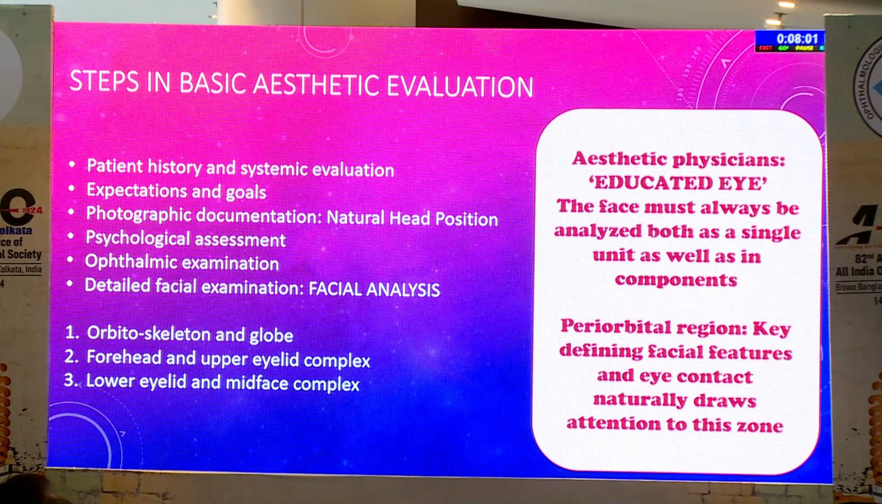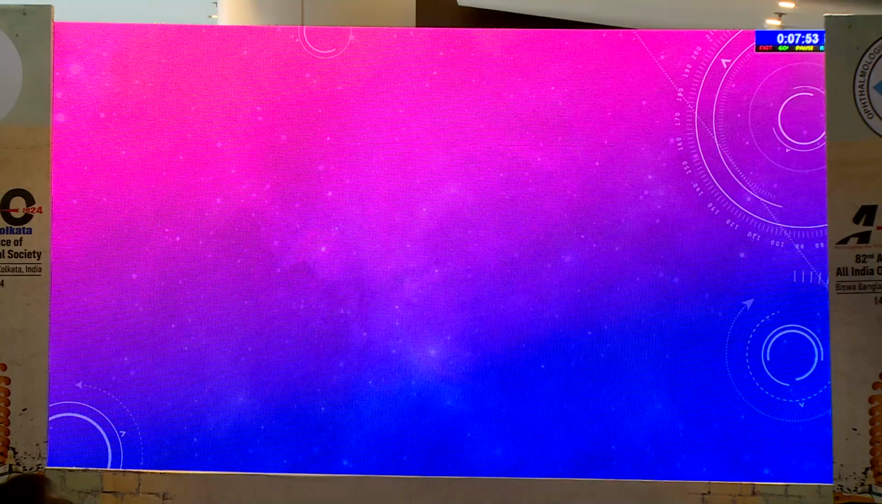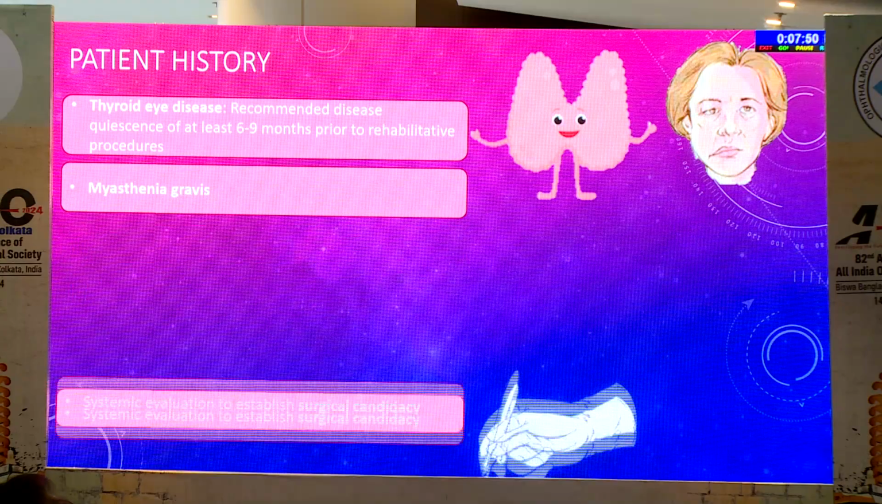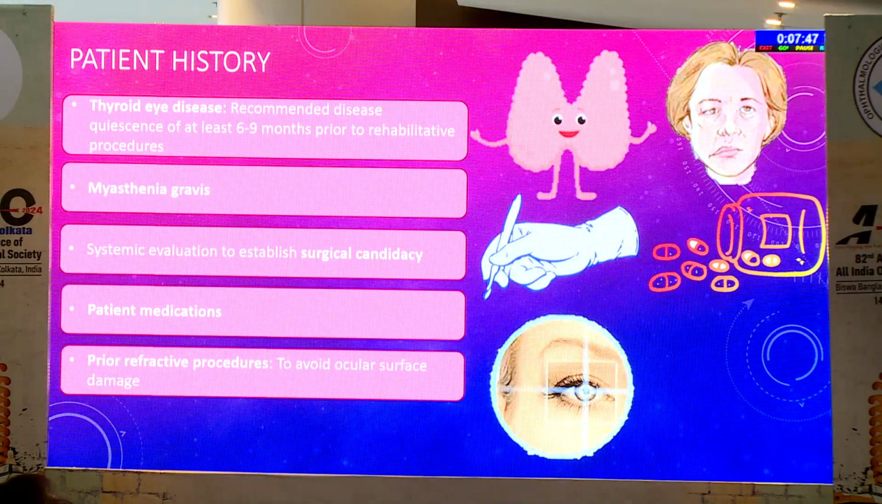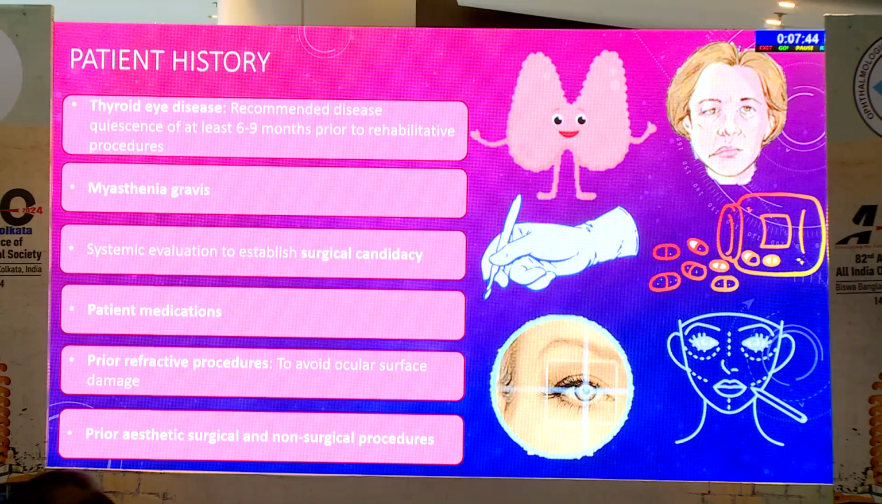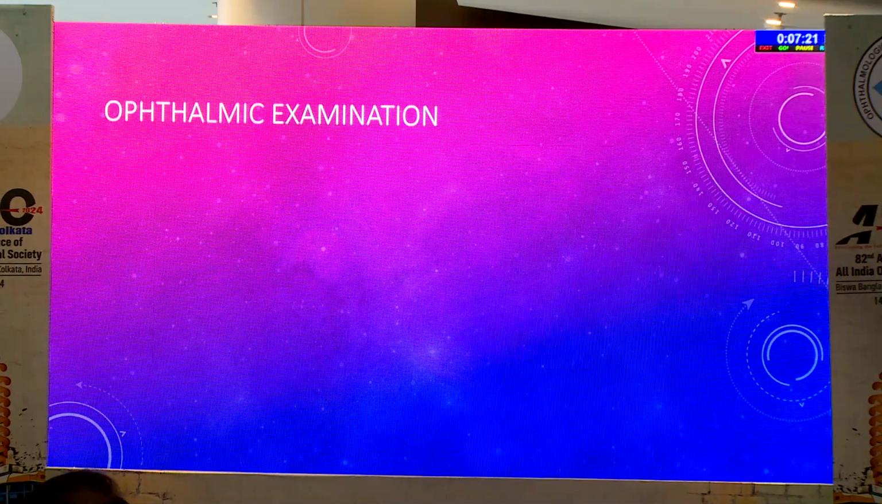The periorbital region is a key defining feature of our face, because eye contact naturally draws attention towards this zone. So what are the broad pathologies that you need to rule out when it comes to patient history? Thyroid eye disease, with a recommended disease quiescence period of at least 6 to 9 months prior to rehabilitative procedures. Myasthenia gravis, you need to establish the systemic status of the patient, which is conducive for surgical candidacy. Also check if the patient is on any pre-existing medications, any prior refractive procedures, and any prior aesthetic surgical or non-surgical procedures that the patient has undertaken.